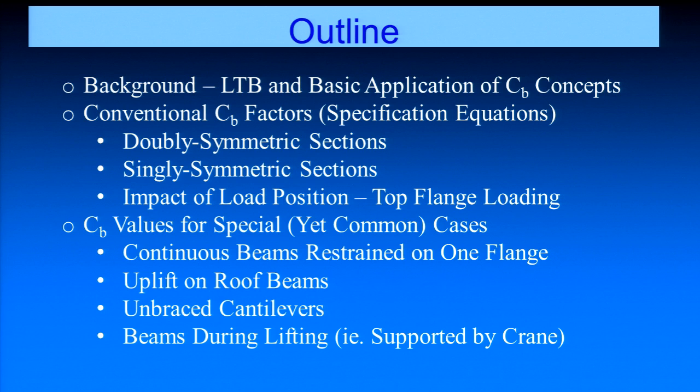For example, continuous beams where you end up having compression on both flanges, but maybe you've got profiled sheeting on one flange, and what can you do in some of those problems? We'll look at uplift on roof beams, where in steel structures that are relatively light, you can actually get enough uplift that the bottom flange goes into compression.